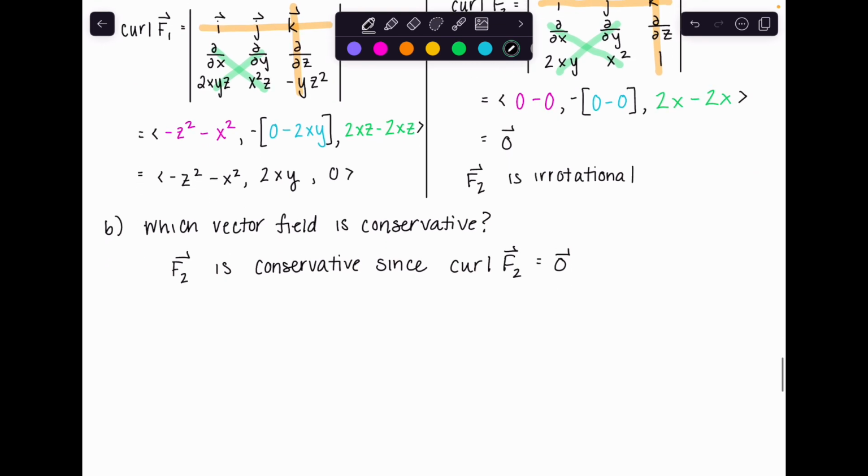And then again, just to get this practice, because we haven't found a potential function yet in any of our videos for a function with 3 components or a vector field with 3 components. The last thing we're going to do is for the vector field that is conservative, find a potential function.